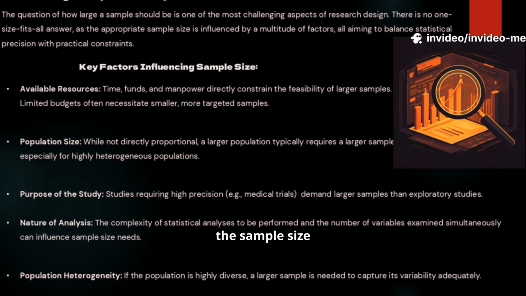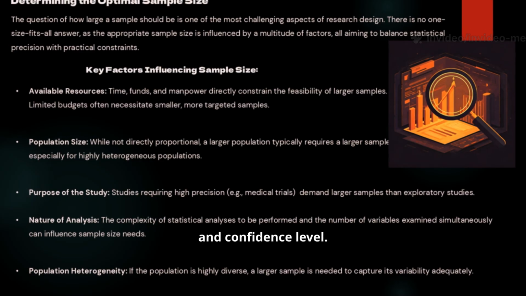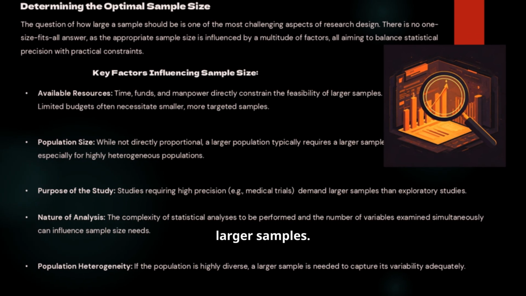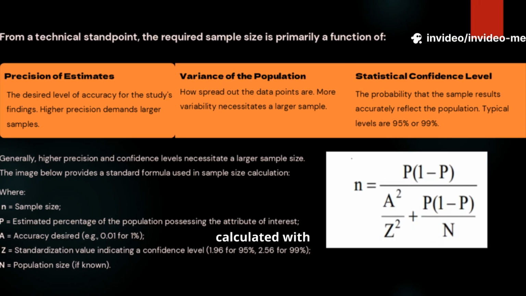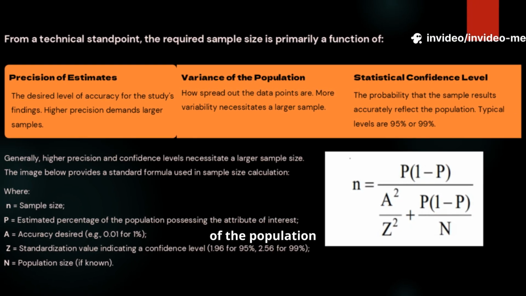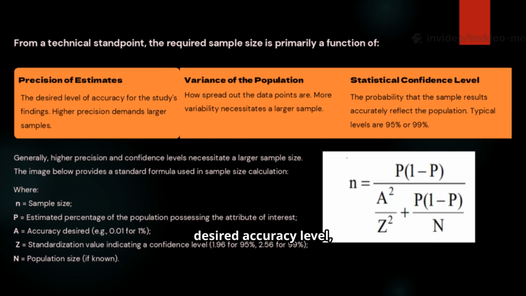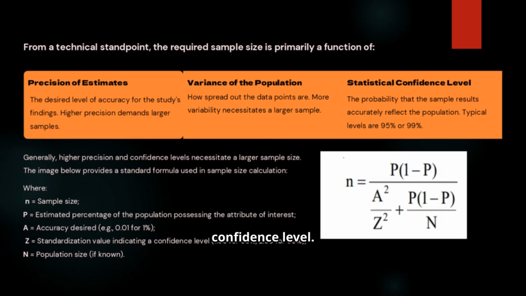Again, the sample size determined can influence precision, population variance, and confidence level. Higher accuracy and variability require larger samples. By using a statistical formula, sample size can be calculated with the estimated percentage of the population possessing the attribute of interest, with respect to the desired accuracy level and population size, standardized at a confidence level.